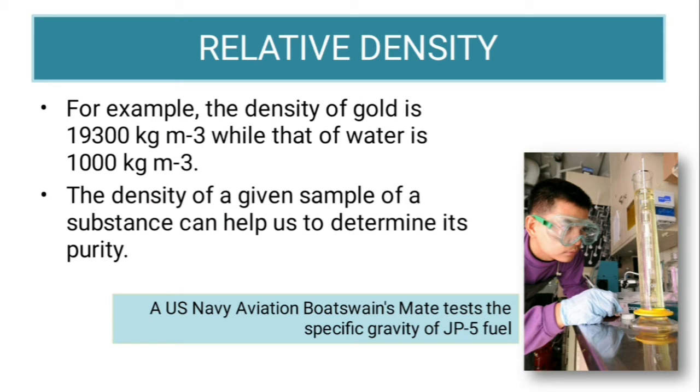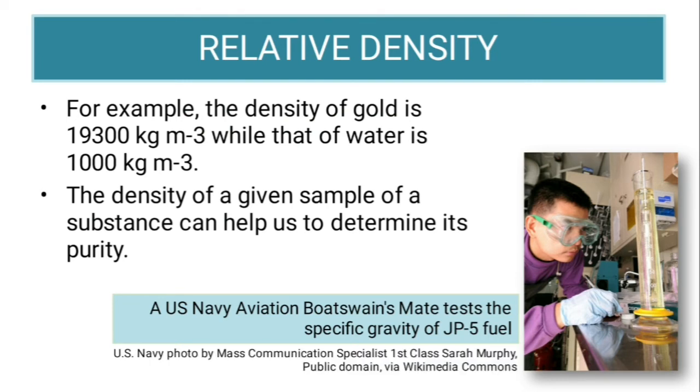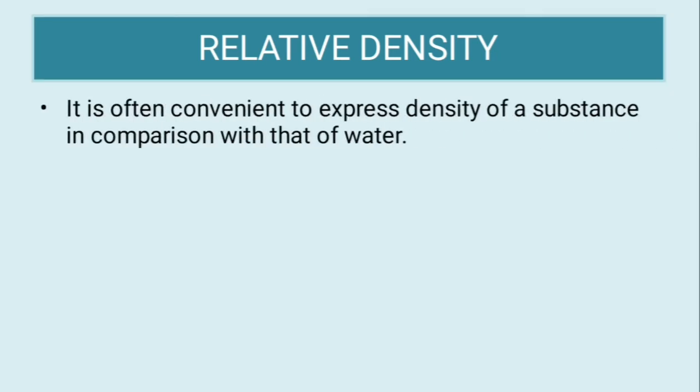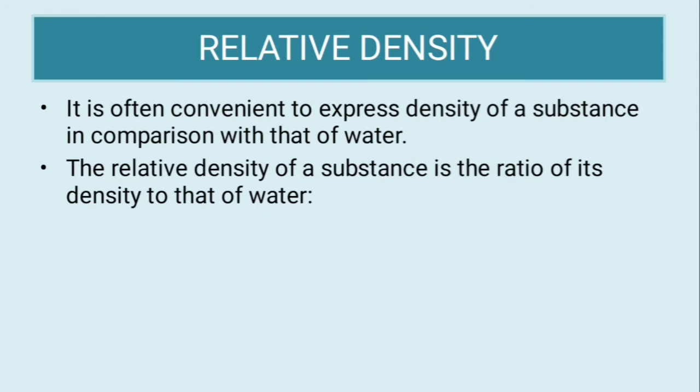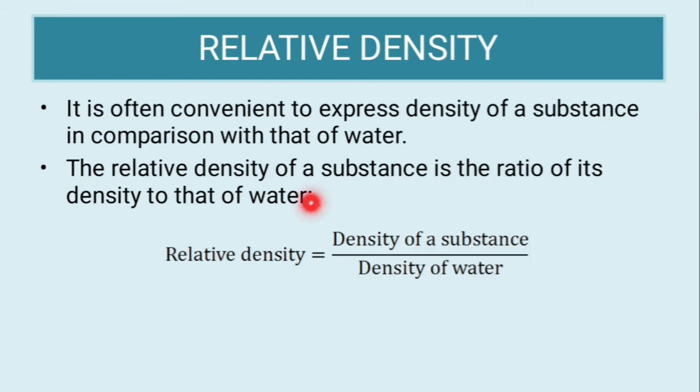And how do they test its purity? By finding out the relative density. So how do you find relative density? It is often convenient to express the density of a substance in comparison with that of water. The relative density of the substance is a ratio of its density to that of water. So the formula goes like this: relative density is equal to density of substance divided by density of water.